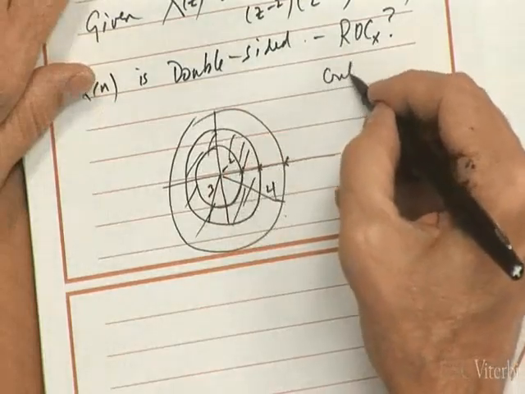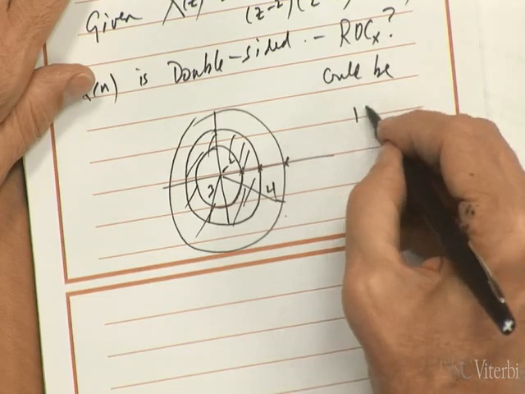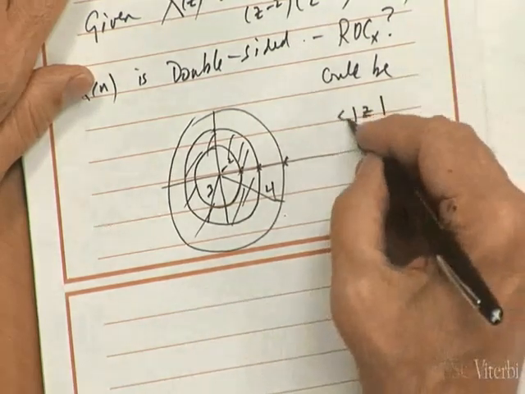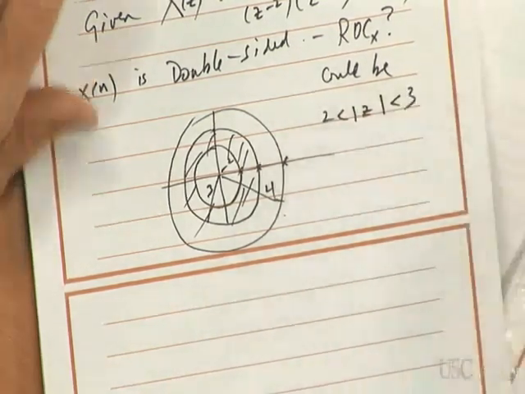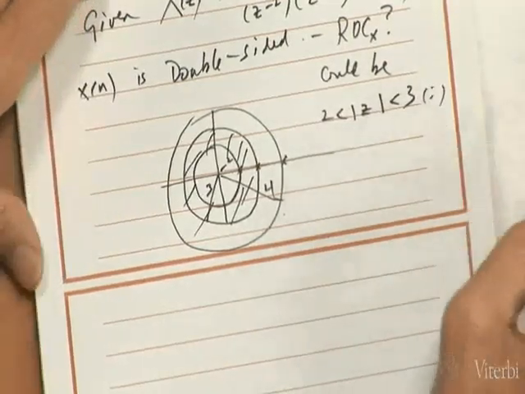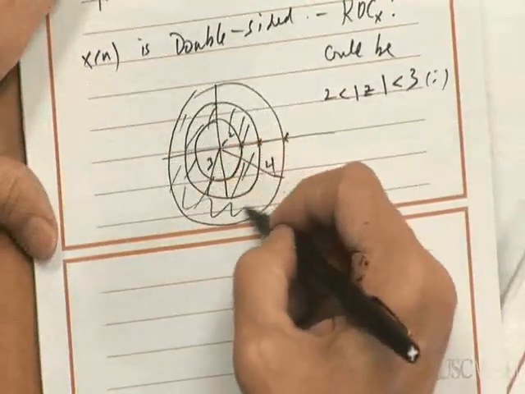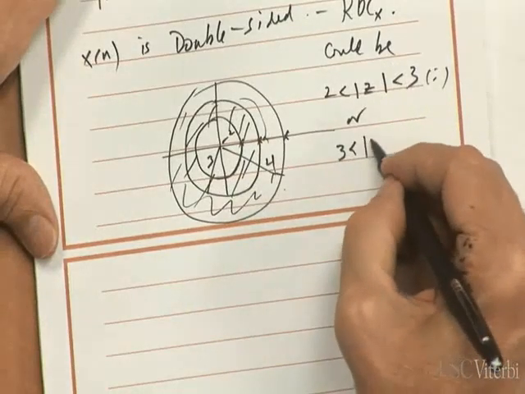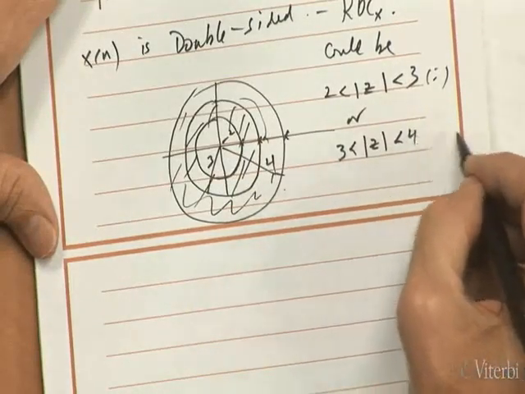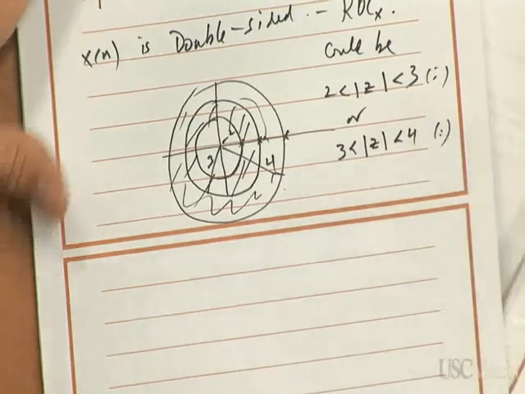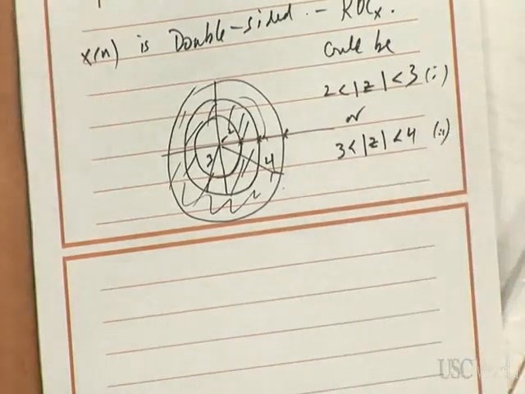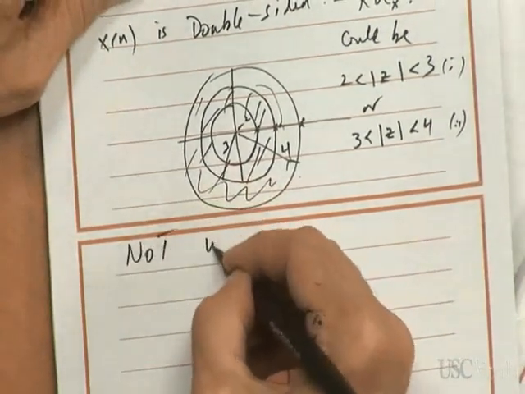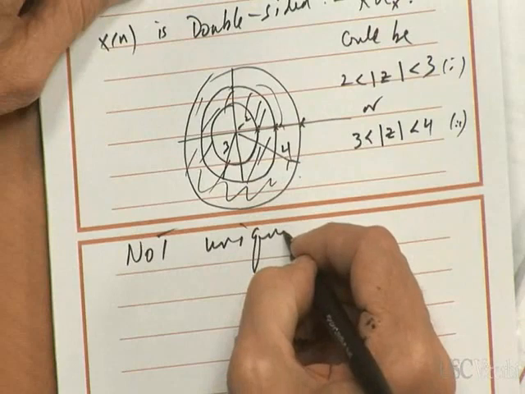Could be magnitude of z greater than 2, less than 3. That's one possibility. Or it could be this region. Or, second possibility, 3 less than magnitude of z less than 4. So the problem is that you can't uniquely determine the ROC. Not unique. There are two possibilities we've identified.